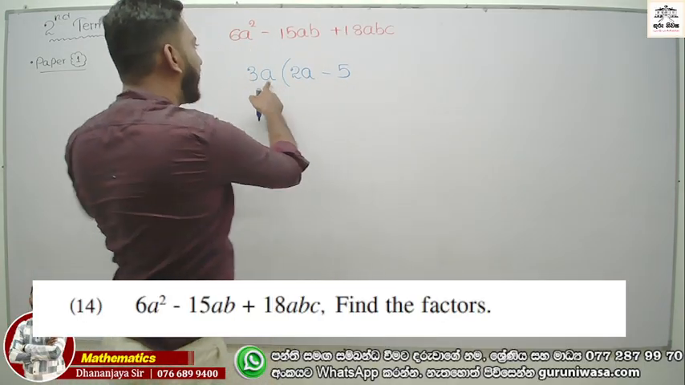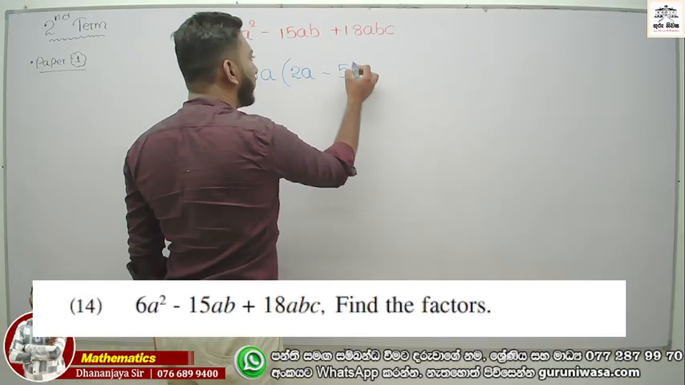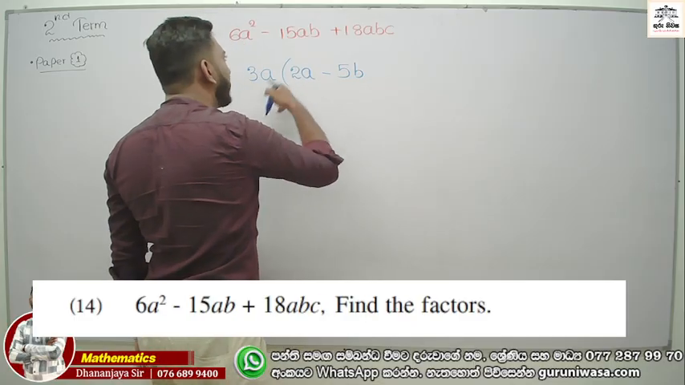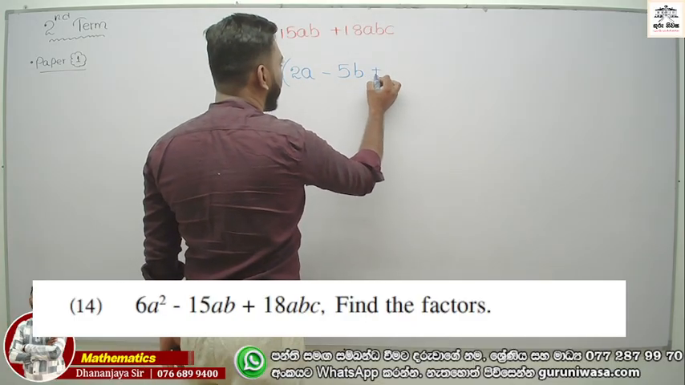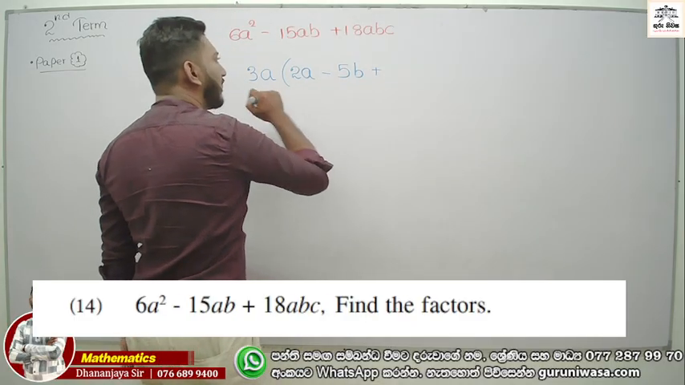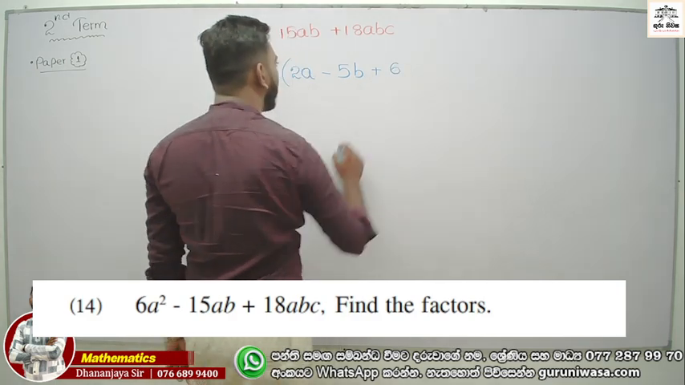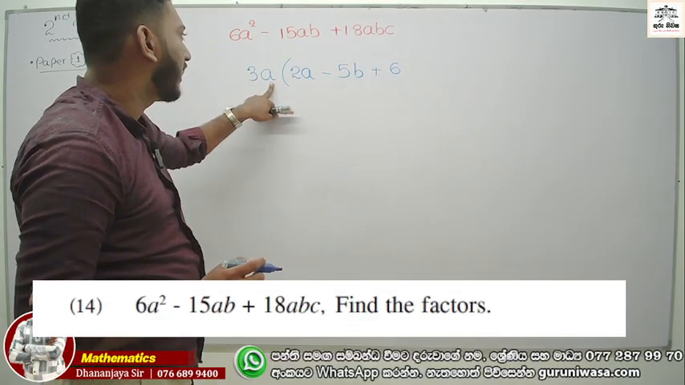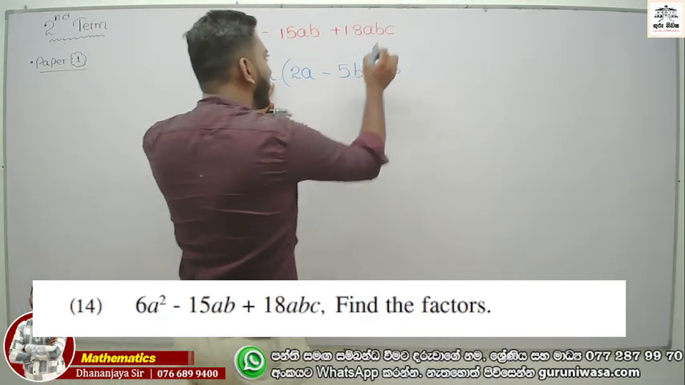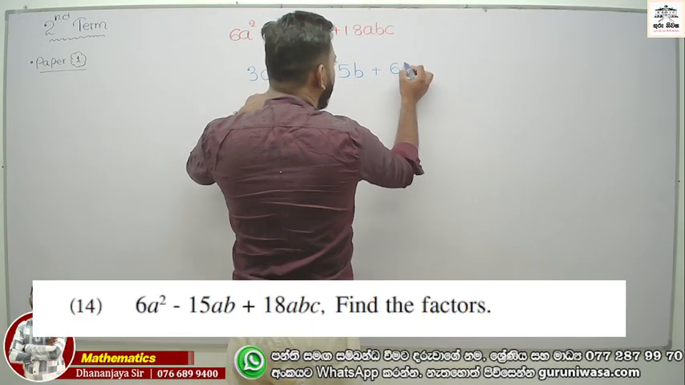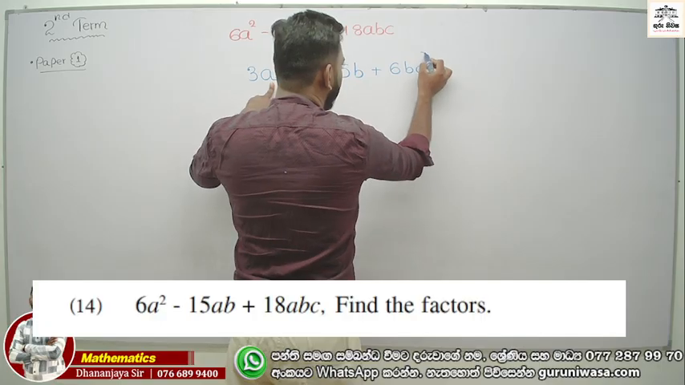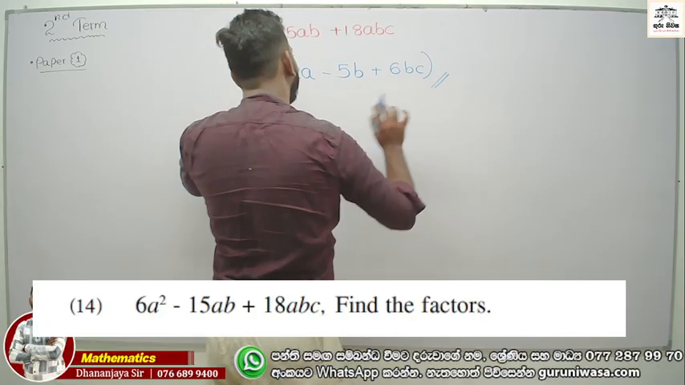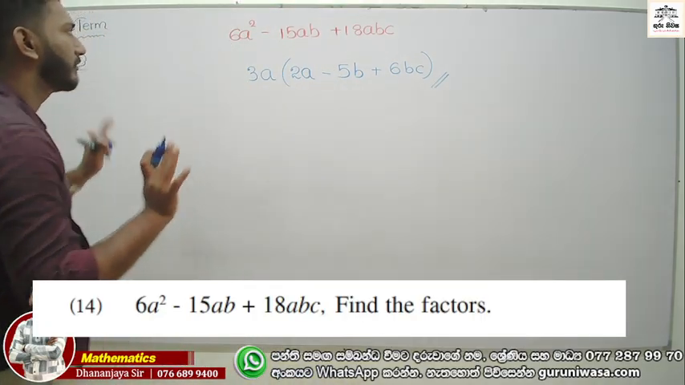And a is there. Now the missing term is b. Now put the plus sign. 18 divided by 3 should be 6. Therefore 3 times 6 is 18. Now a is there outside. Therefore the missing terms are b and c. Now this is the answer, right?